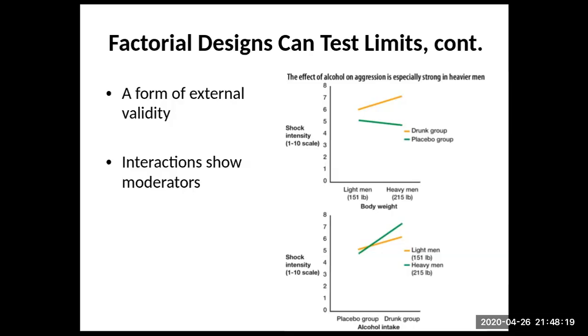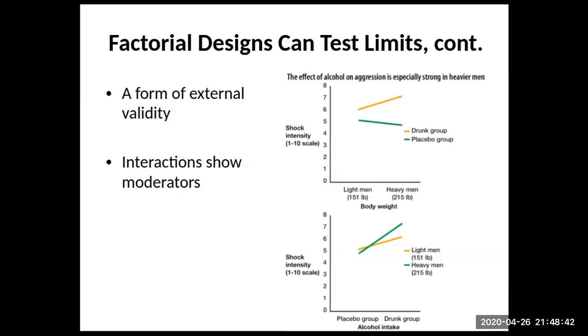And how would we explain this? Well, I like to use the as you go from one level to the next level. So what we can say is, as you go from light men to heavy men, those in the placebo group slightly decrease, and those in the drunk group increase, right? So either way, we see an interaction.